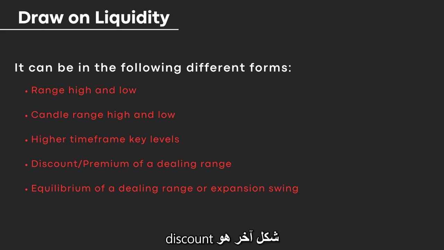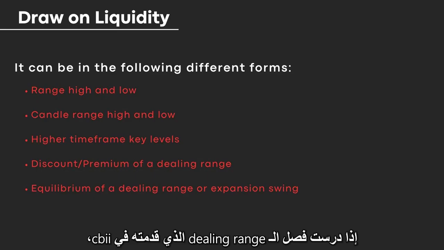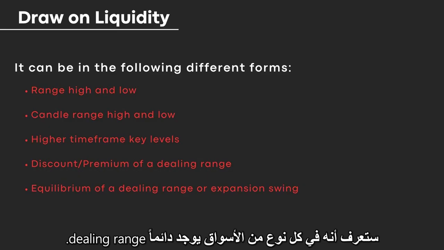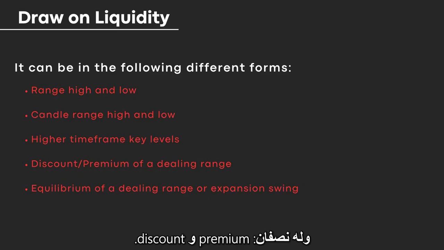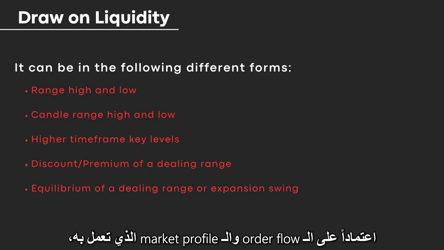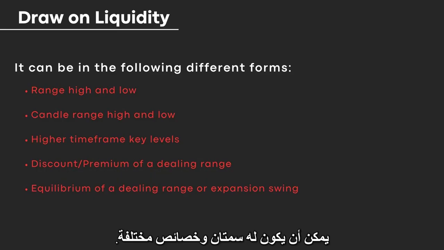Another form is discount/premium of a dealing range. Now, if you've studied the dealing range chapter that I've made in CPI, then you would know that in every sort of market, there's always a dealing range and it has two halves, premium and discount. And then depending upon the order flow and market profile that you're working with, it can have two different qualities and characteristics, right?